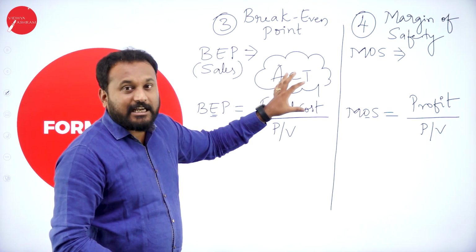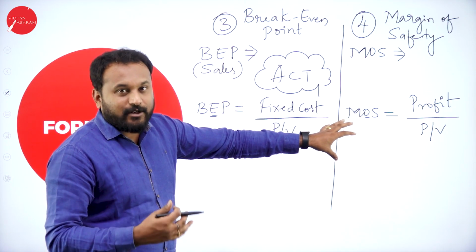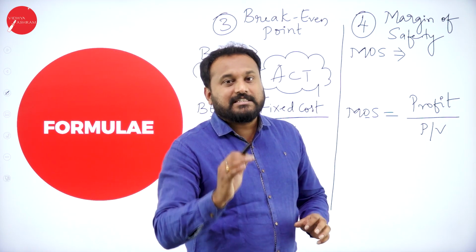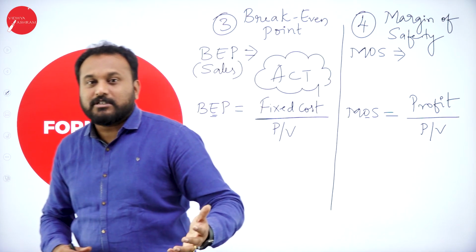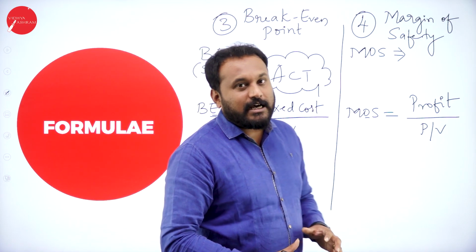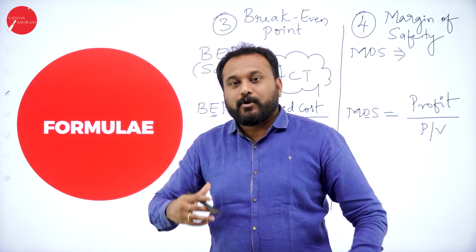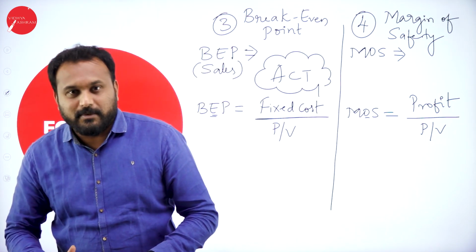How to remember this? This is called ACT, Abhilash Chandra Tricks. So these two, if you get to know, BEP is equal to fixed by PV, and you go with MOS. MOS is all about profit by PV. If you know these 4 formulas, the next problem which I'll be telling you, you people can easily do it. Now let's go with the problem.